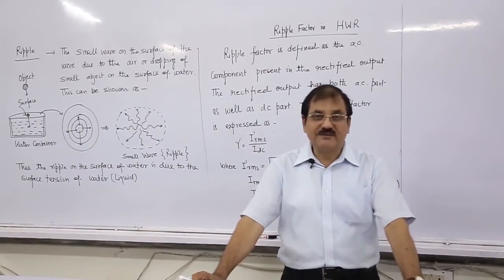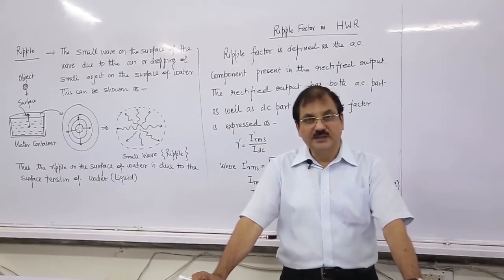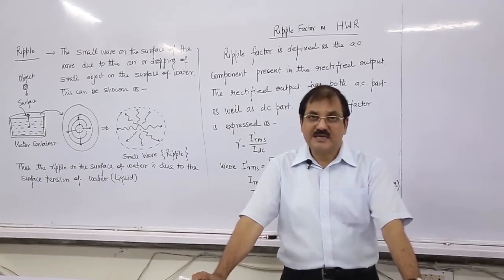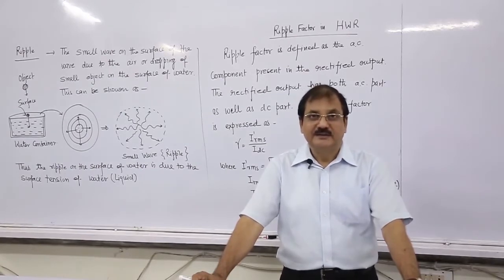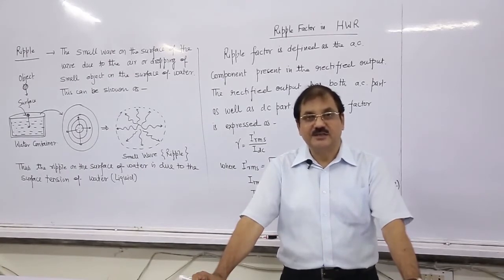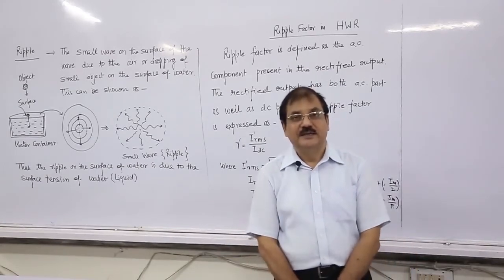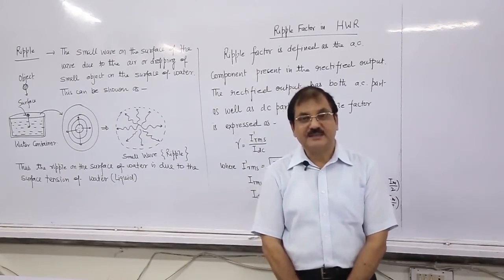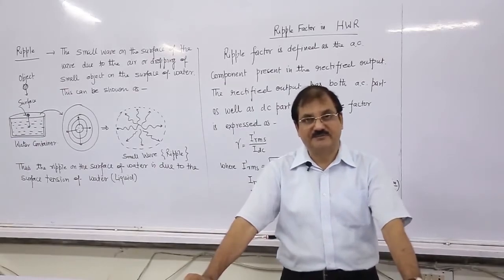So, in the process of filtering, there is need to filter out the AC component and pass the DC component. It means before filtering, during the process of rectification, there are some ripples in the rectified output. So, today we have to discuss the ripple factor, its efficiency and various other components in the half wave rectifier.